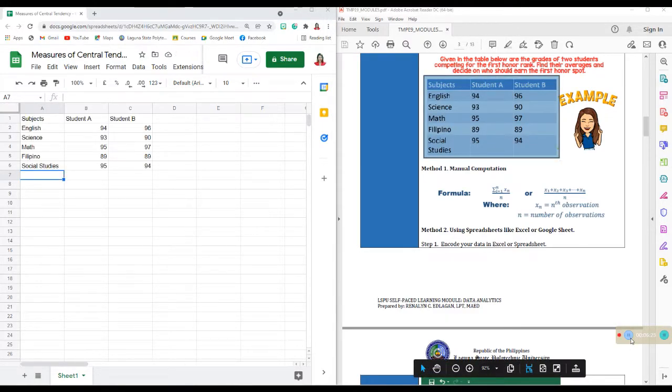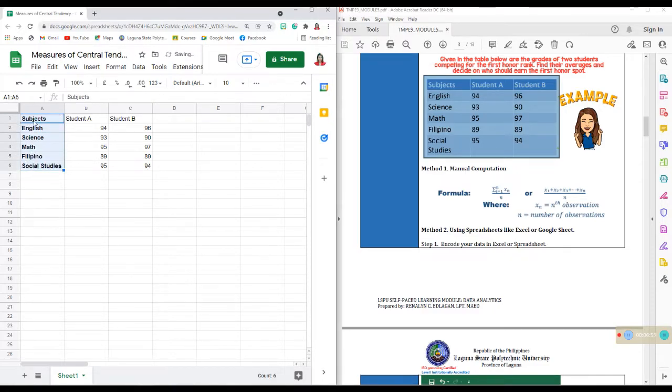Okay, fast forward tayo. Na-encode na natin lahat ng data sa table natin. So, these are all the observations that we have. For student A, ang mga grades niya ay 94, 93, 95, 89, and 95 for the subjects English, Science, Math, Filipino, and Social Studies. For student B naman, ang grades niya ay 96, 90, 97, 89, and 94. So, para makita natin na maayos, ibobold ko lang yung mga headers ng columns and rows.